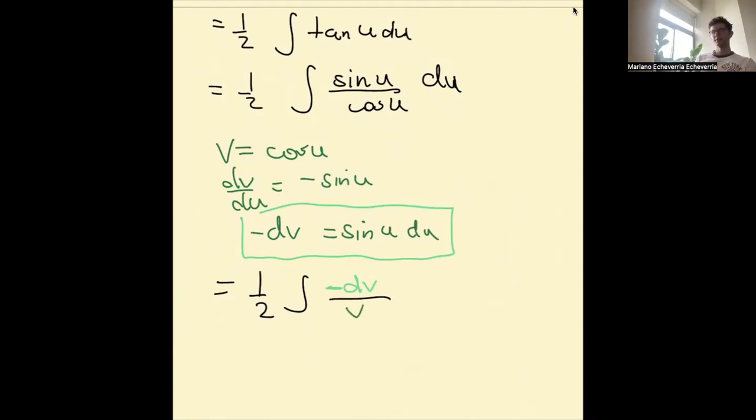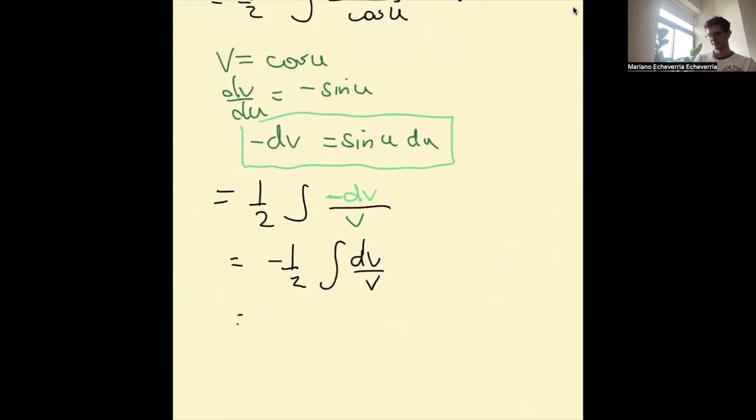So it's minus 1/2 the integral of dv over v, and this is minus 1/2 the natural log of v plus c. Then what I have to do is start substituting back, but is this okay up to this point?